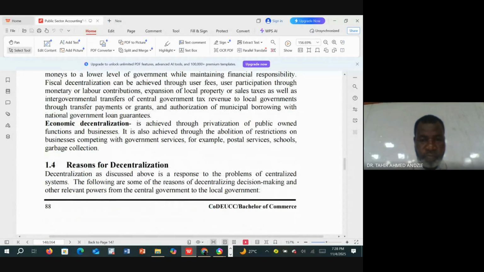So when it comes to, what do you call it, refuse collection or refuse management and those things, this assembly can actually take that function, and any other person who wants to do such business can be restricted from doing so. That is under economic decentralization.